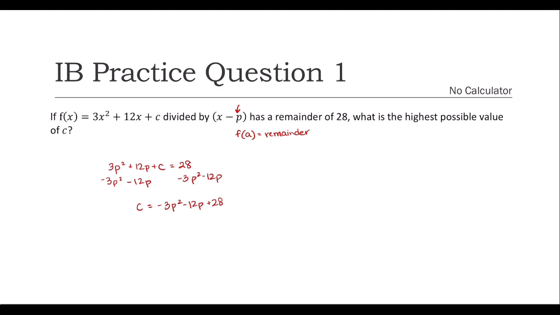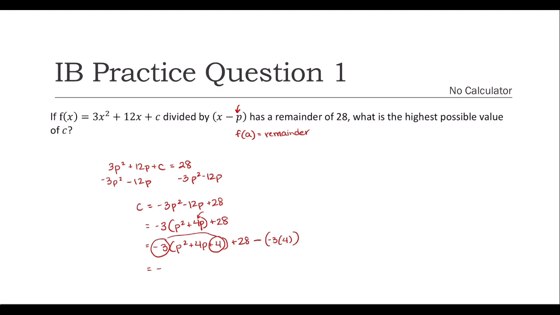We can factor out a negative 3 from our first two terms to complete the square. So we get negative 3 times p squared plus 4p, plus 28. To complete the square, we need this value divided by 2 squared added in here. So 4 divided by 2 is 2, and 2 squared is 4. So this is going to equal negative 3 times p squared plus 4p plus 4, plus 28, and then we'll subtract negative 3 times 4, because we have our negative 3 times 4 that we've added here.